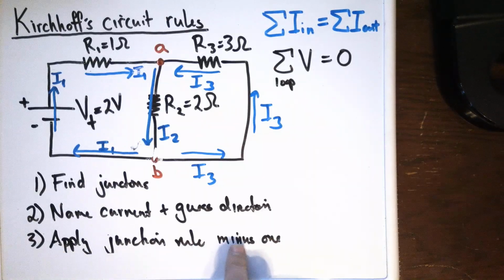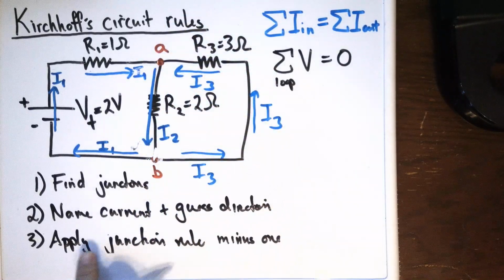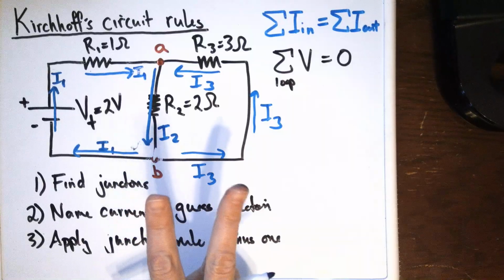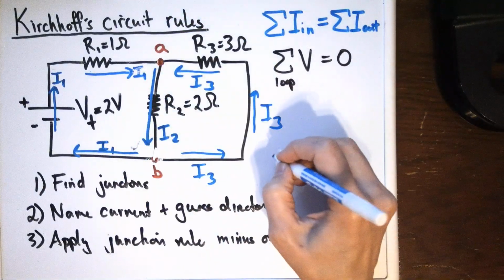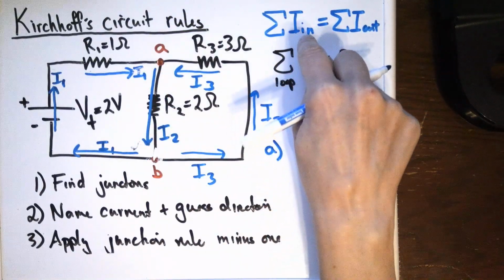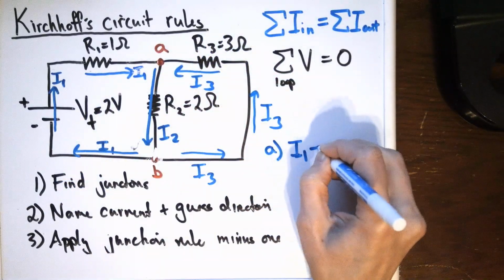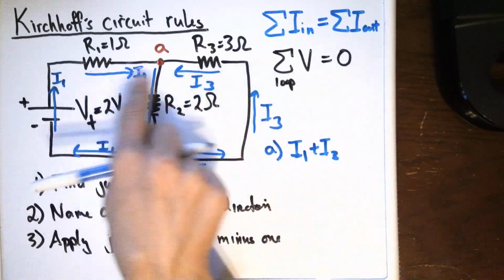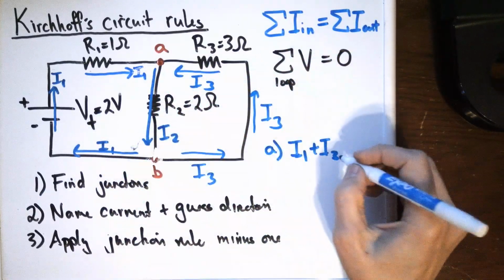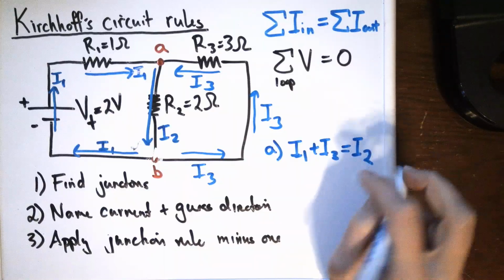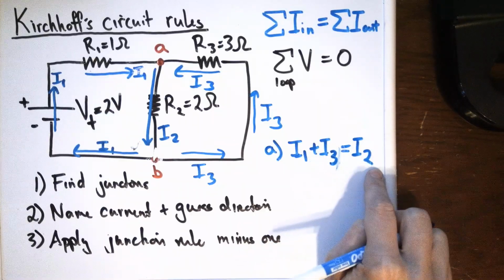Now I'm going to apply the junction rule minus 1. What the minus 1 means is that I've got 2 junctions, so I need to apply the junction rule for the number of junctions minus 1. So I really only need to apply it once. Let's see why. Let's start with A. For junction A, the currents going into junction A are current 1 and current 3. Those are the 2 that are coming in and hitting junction A. And the current that's going out is just current 2. So that's what happens at junction A: currents 1 and 3 go in, current 2 goes out.